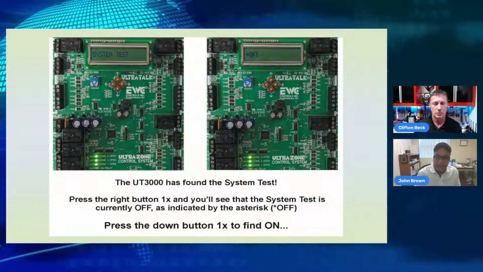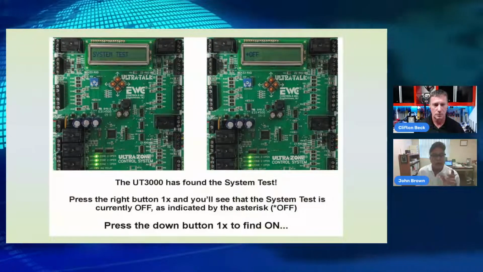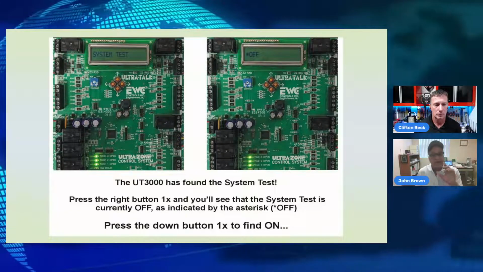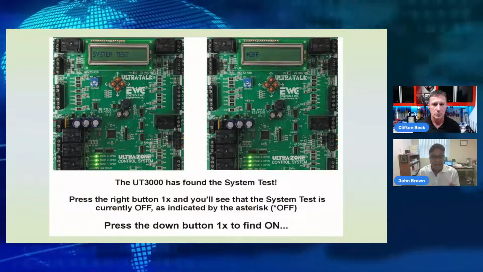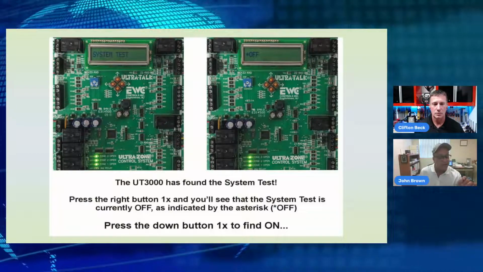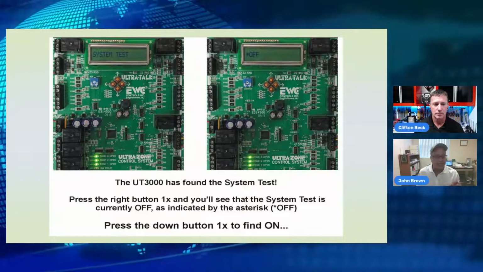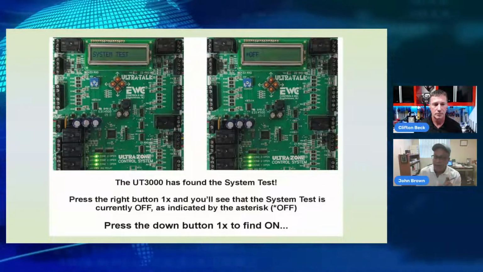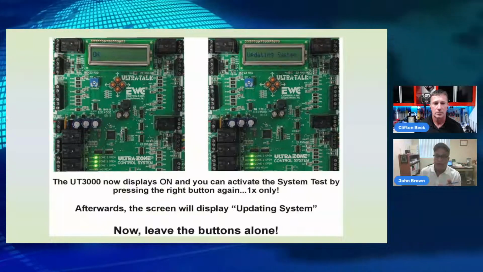And lo and behold, there it is, the system test. Now, if I hit right to access this test, the very first thing it'll show me is that the test is off. Notice the asterisk. This means the system test is not running. I hit the down button one time to find on.